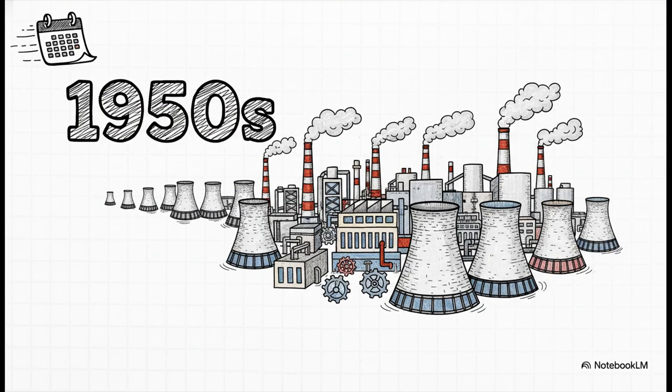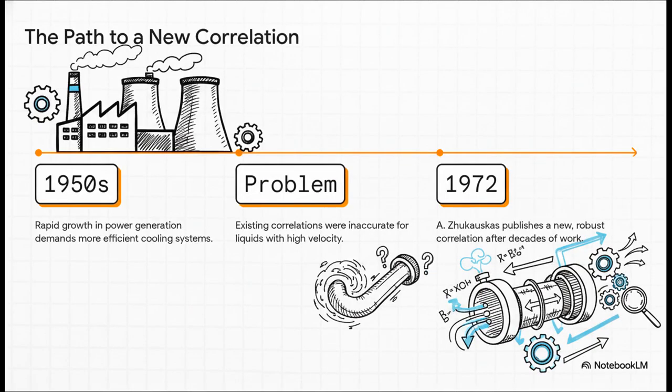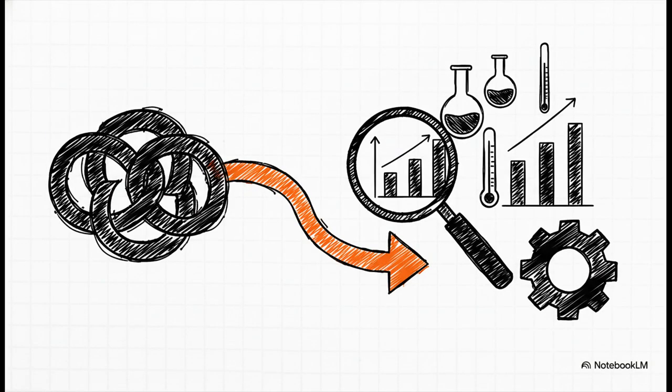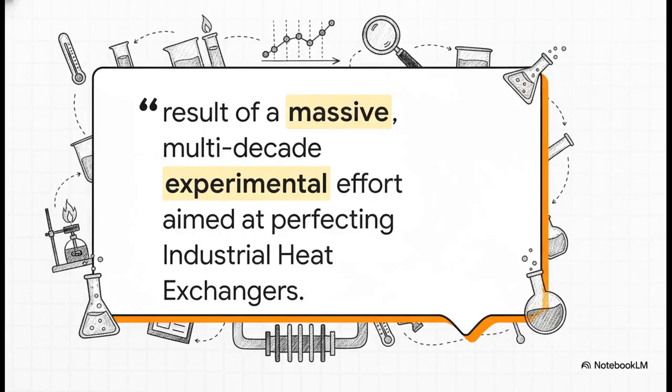To get why it's so important, we've got to jump back to the middle of the 20th century. See, industry was growing fast, but the old formulas for heat exchangers just weren't cutting it. So what made this new correlation the answer to this massive engineering problem? Well, it wasn't just theory. This thing was built on decades of hardcore, real-world experimental data.